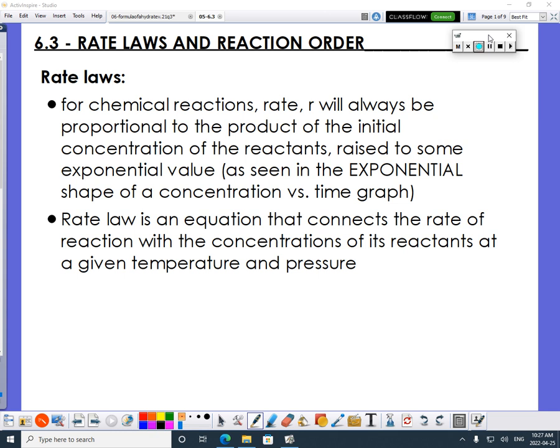Okay, so this is, like Chloe asked, the second lesson. What we're going to do today is mathematically analyze reaction rate, just like we did before. But this time we're going to use something called the rate law.